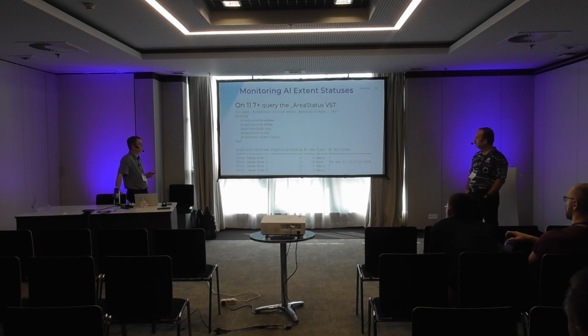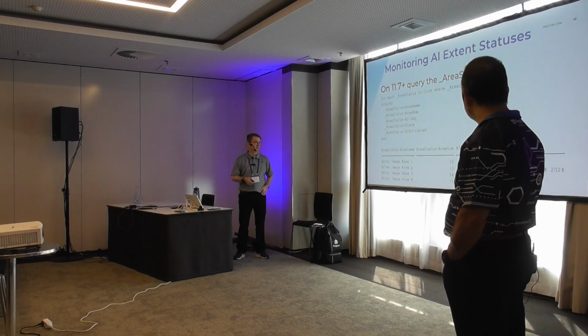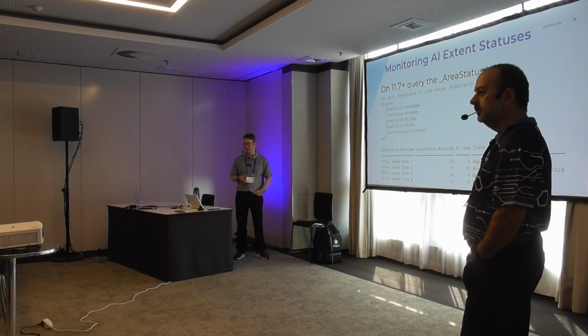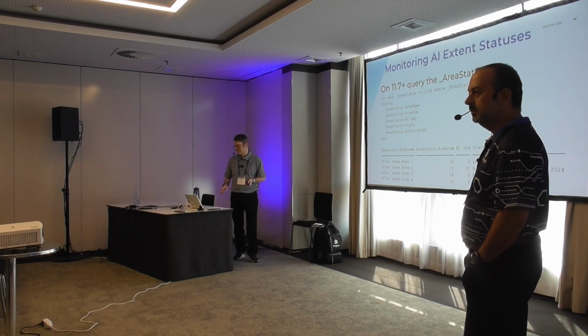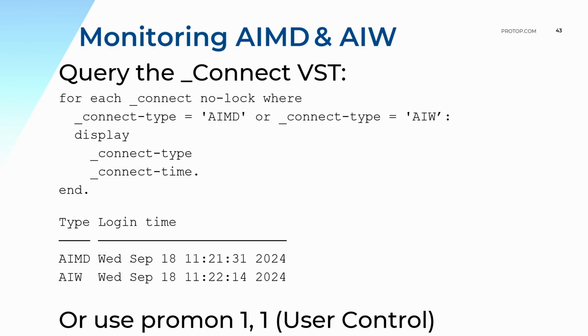If you want to do it programmatically, that's possible in 11.7 or later. You can use the area status VST and filter on the AI status type, and it'll just show you your AI areas. So this is an example of a database with 4 AI extents, just so it fits on the slide. And we can see again, we've got 3 empty and 1 busy. So that looks good.